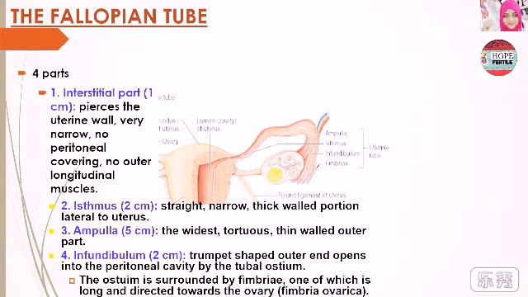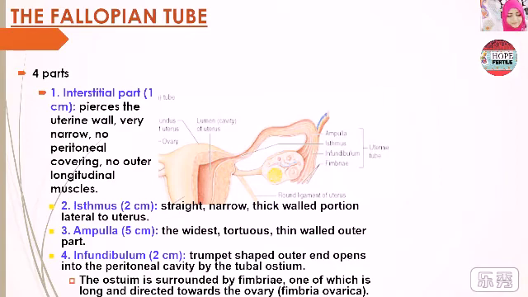There are 4 parts. First, the interstitial part, that is 1 centimeter, pierces the uterine wall, very narrow, no peritoneal covering, no outer longitudinal muscles. Isthmus, that is 2 centimeters, straight, narrow, thick-walled portion lateral to the uterus. Ampulla, 5 centimeters, the widest, tortuous, thin-walled outer part.